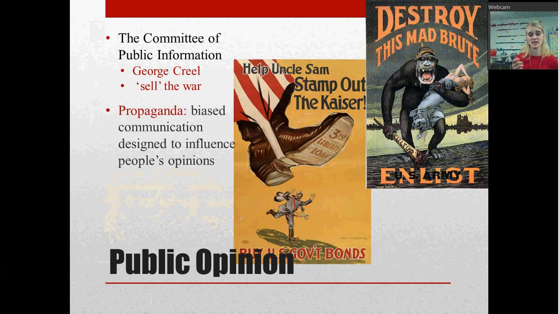So this is where propaganda comes in. Propaganda is biased communication. It's designed to influence people's opinions, and you can do this in a lot of different ways. You can say, well, you need to protect your country from this mad brute, the German up there, right? Or maybe you can help Uncle Sam out by buying war bonds, right? So stamp out the Kaiser, buy a war bond. It's this idea of the bandwagon or protection, or it's the American way. So the idea here is to influence you, right?